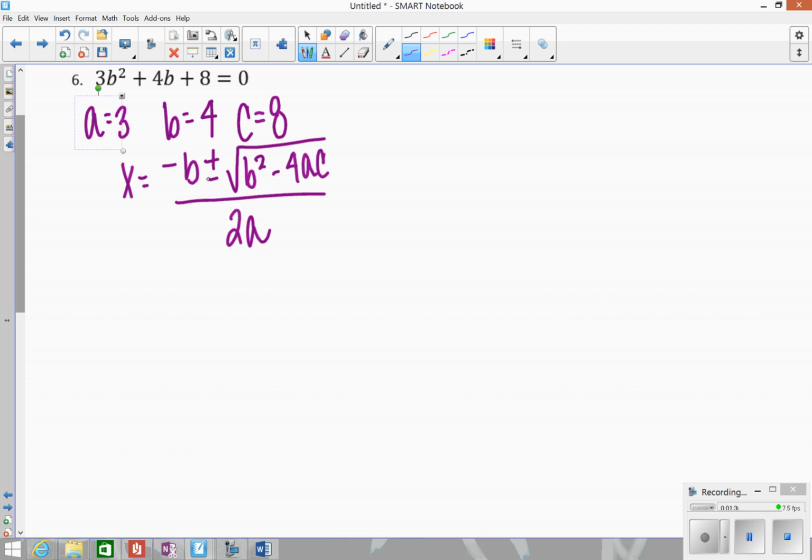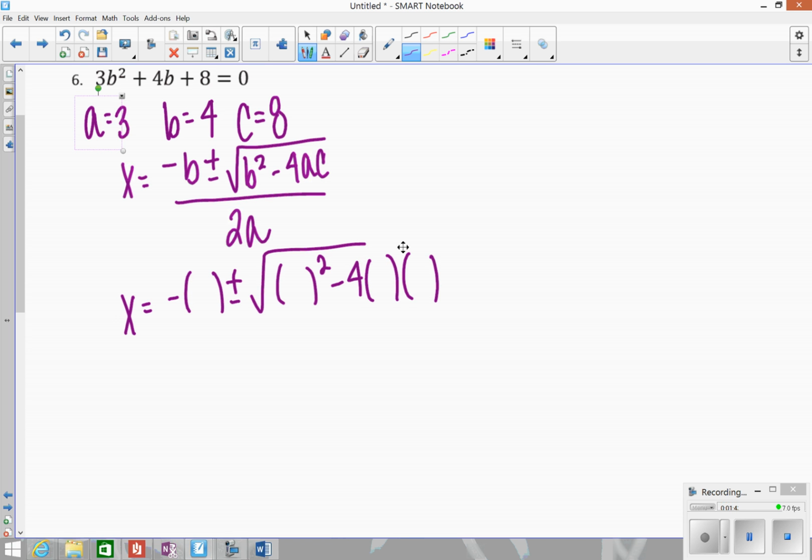And then what we're going to do is everywhere where we see a letter, we're going to replace it with parentheses. So that's going to be our first step. It's going to be negative parentheses plus or minus the square root of parentheses squared minus 4 times parentheses times parentheses, all over 2 times our parentheses.